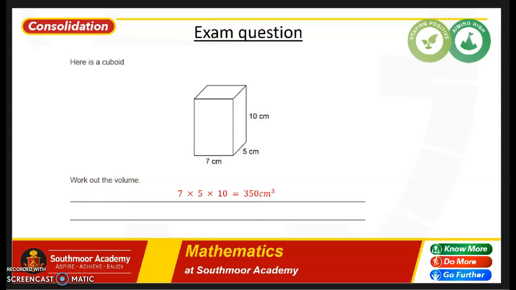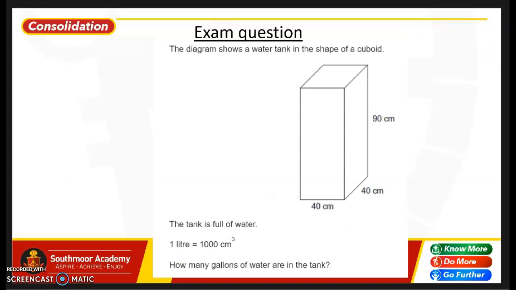Your next exam question is, the diagram shows a water tank in the shape of a cuboid. The tank is full of water. 1 litre equals 1,000 centimetres cubed. How many gallons of water are in the tank? Okay, so have a go at that one in pairs. So that one you need to remember your knowledge back to measures.